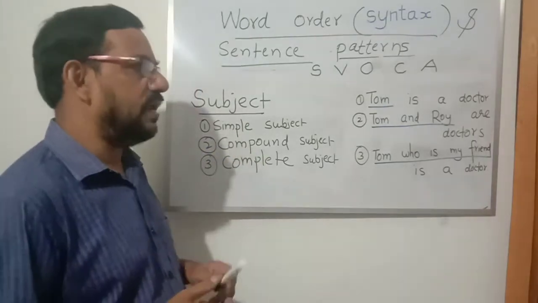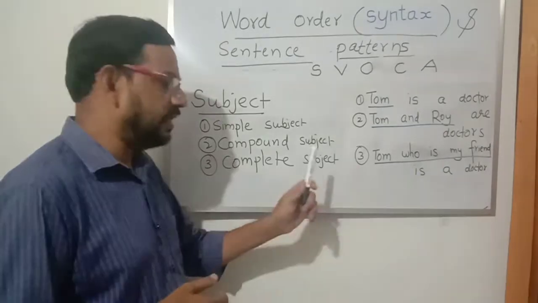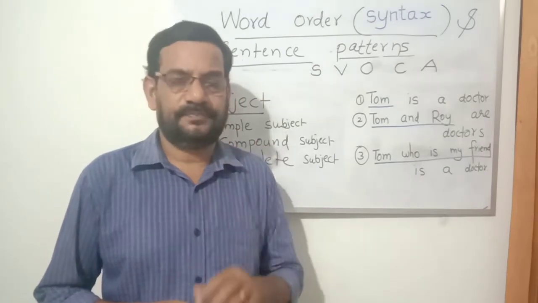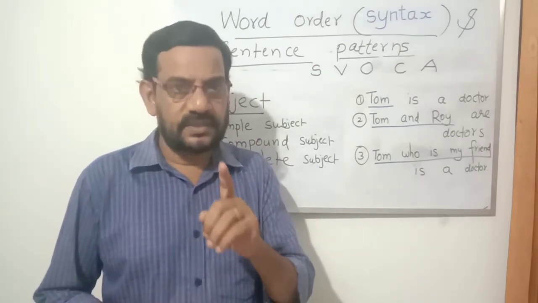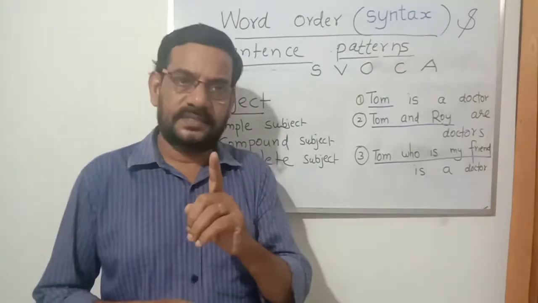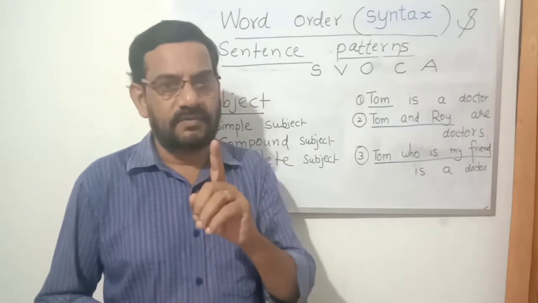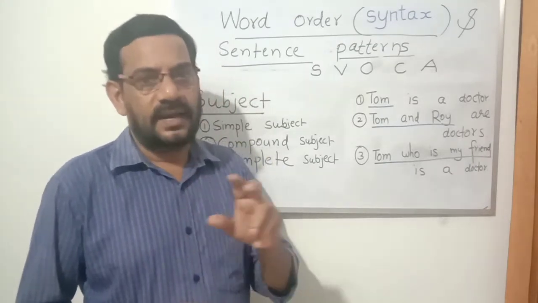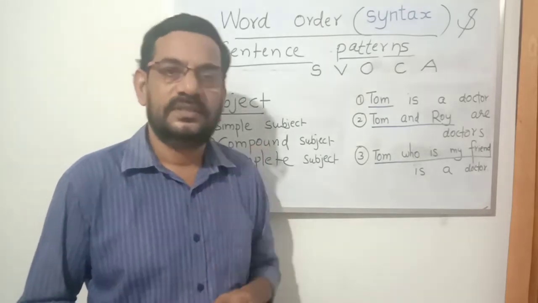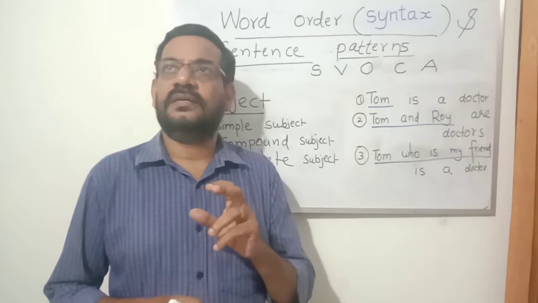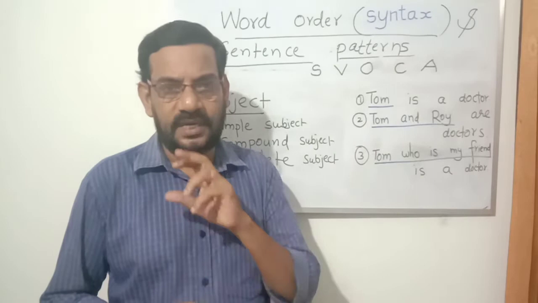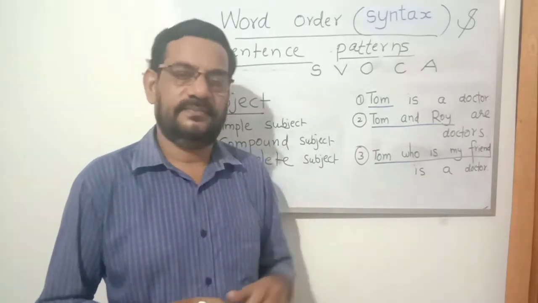Now we come to the last category, that is complete subject. Complete subject means a single subject with its attributes. The head word, the main subject will be single or the main subject will be one. But many attributes will be there. Attributes means the modifiers to support that head word. I will say one example, like the white cat in my house died. The white cat in my house died.